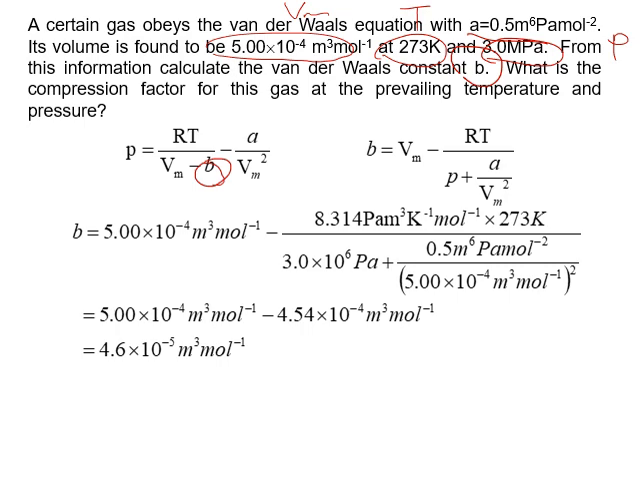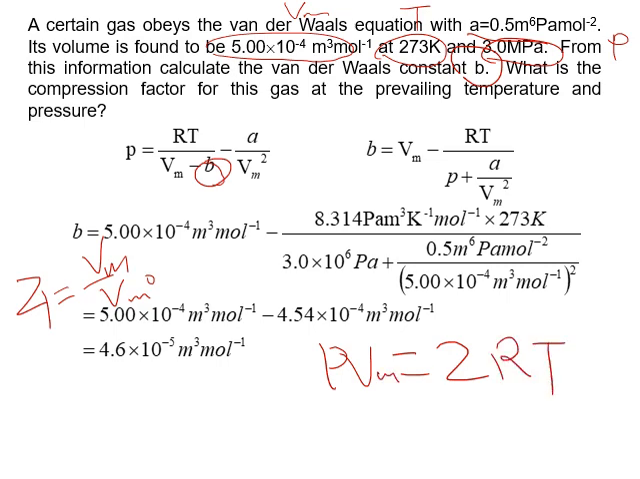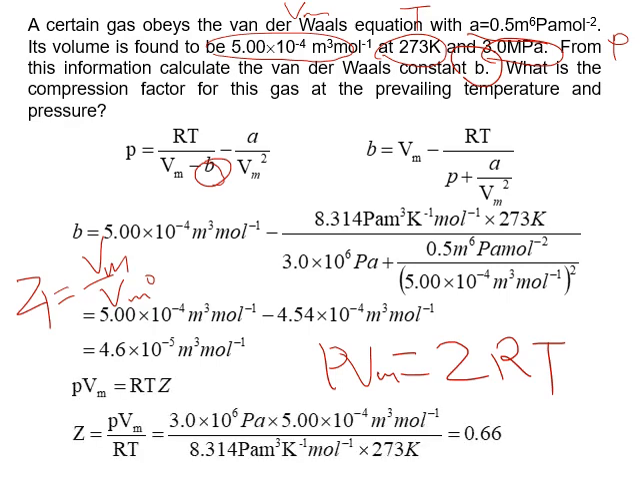Now, what is the compression factor for this gas? If you know the real volume and ideal volume, you can use the definition. Now you can also use PV equals ZRT if you know pressure, volume, temperature. So that's the case in this question. So the Z can be calculated, which is 0.66.